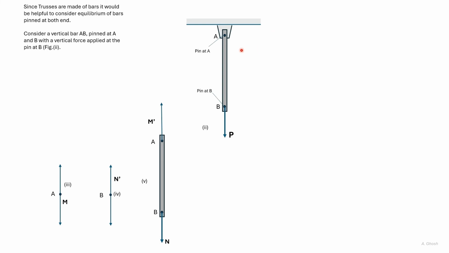Looking at the action-reaction sets, there are two action-reaction sets at A. The bar AB pulls the pin downwards, and the pin reacts with an upward force. The bracket pulls the pin upwards, and the pin reacts with a downward force. Here at B, the force P pulls the pin downward, and the pin reacts with an upward force. AB pulls the pin upward, and the pin reacts with a downward force.